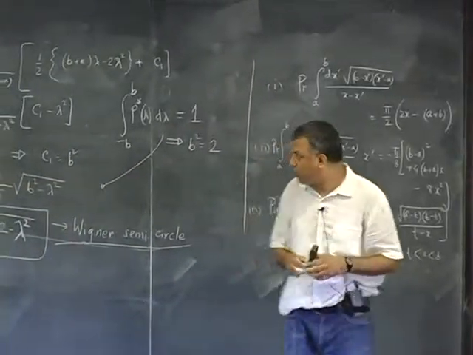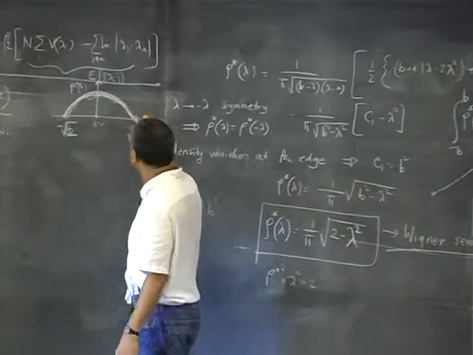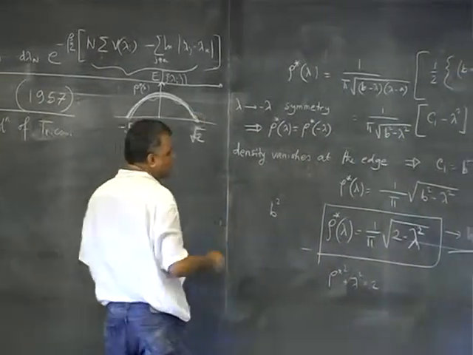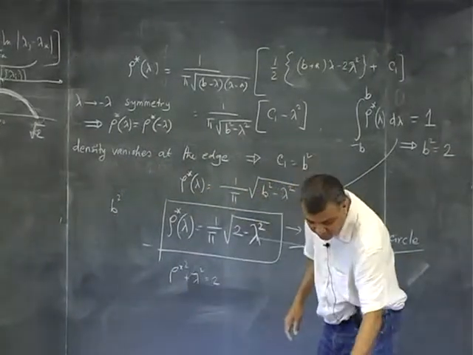What really is important is the fact that it goes to 0 as a square root singularity. Maybe we'll have time to discuss the implication of that, but that will be in the next lecture. So I think I'll stop here.